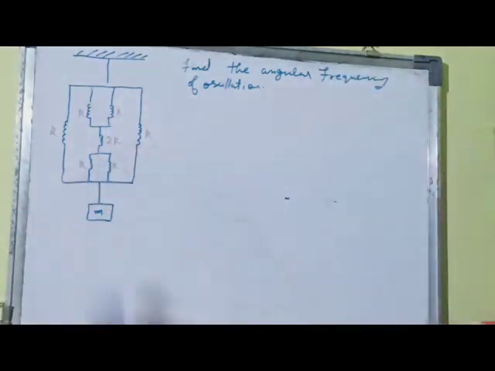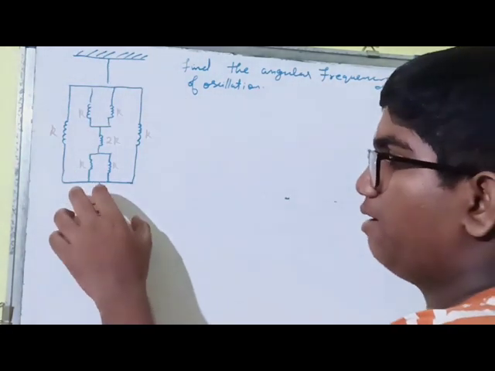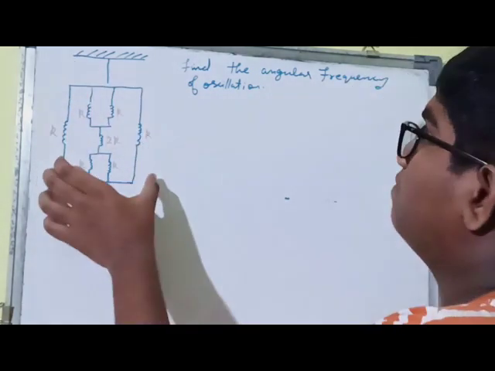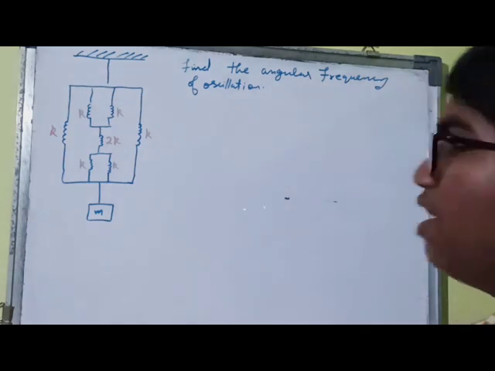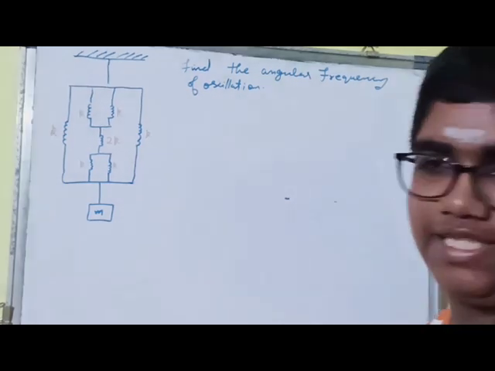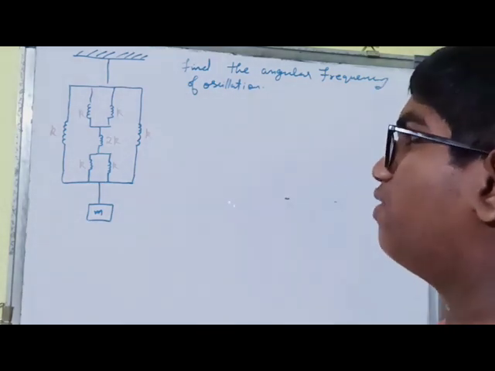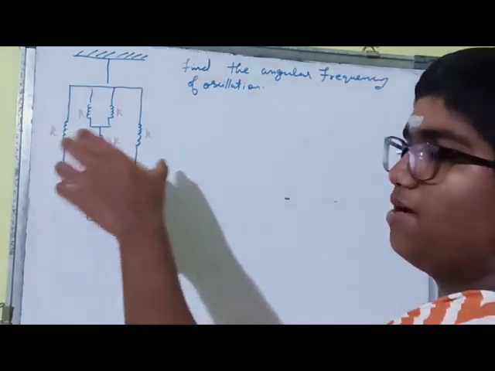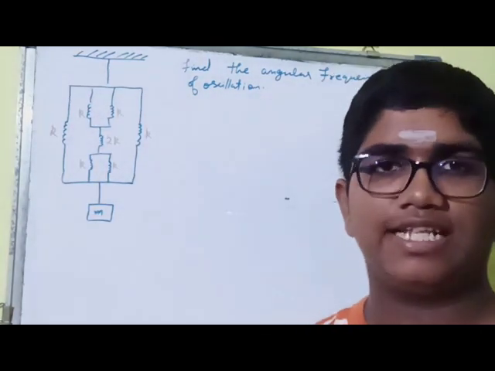So in this problem, we are given a system of springs and mass m is connected to this system, and we have been asked to find the angular frequency of oscillation when the system is left from rest. In such cases, first what you have to do is to identify which springs are in parallel, just like in resistors, and which springs are in series.